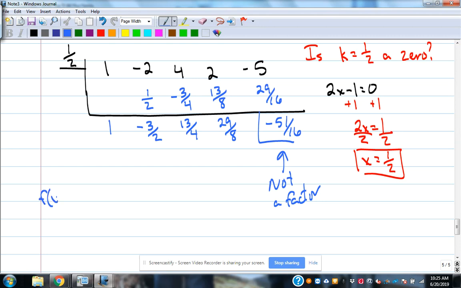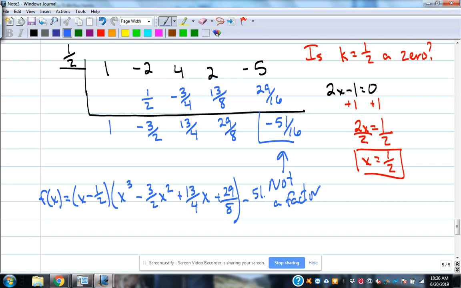You might see that written by some folks as x minus 1/2 times x to the 3rd power minus 3/2x squared plus 13/4x plus 29/8 and then minus 51/16. That's also a way of writing that. The main thing is knowing that that's not a factor because the remainder is not 0. Remainder has to be 0 for that to be a factor or for the number to be an x-intercept. Okay.